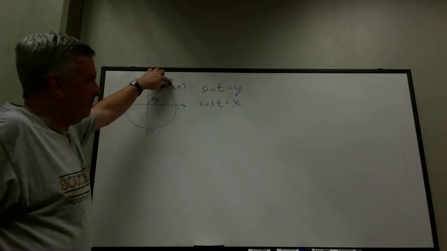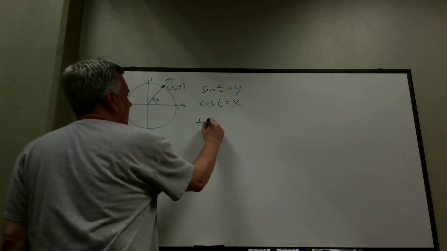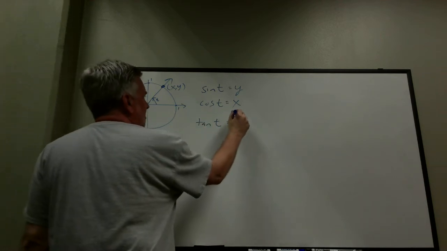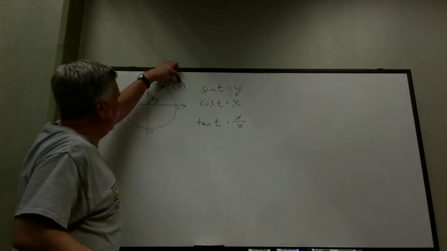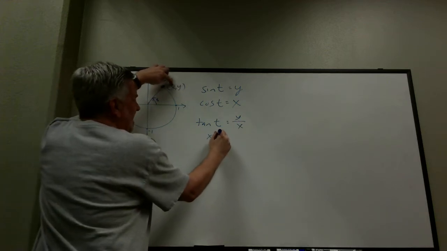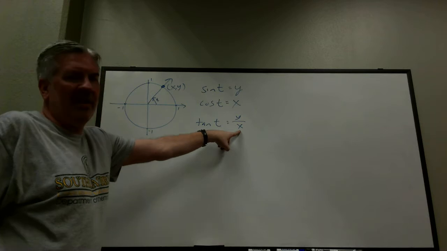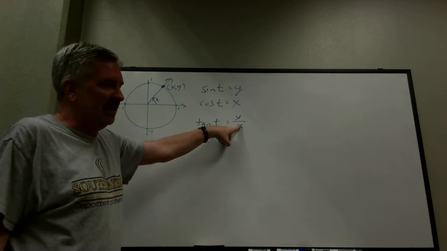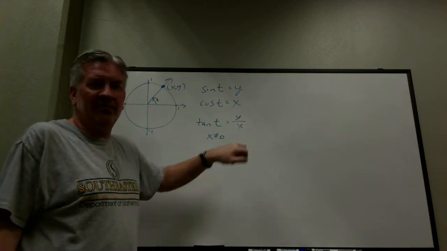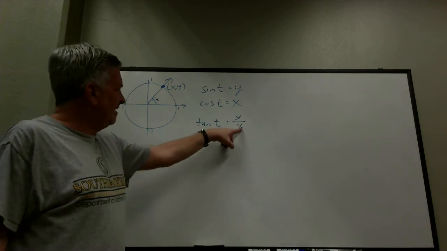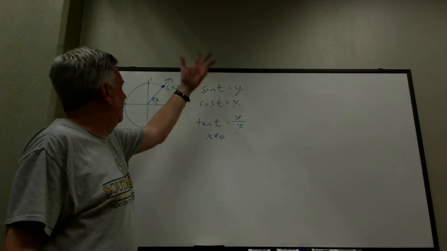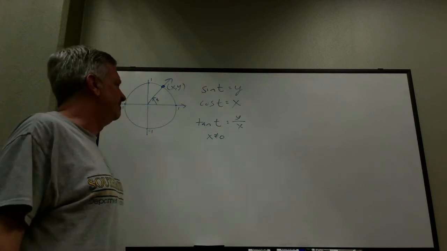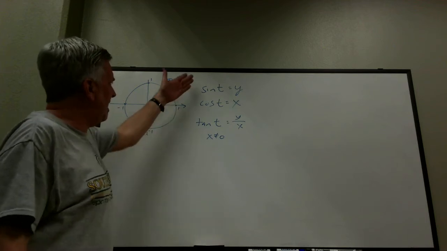Now there are 3 others. Tangent of t, that we write tan of t, is y over x. So you take the y value divided by the x value. Now obviously x can't be 0, because you can never ever divide by 0. 1 over 0 is undefined. 0 over 0 is undefined, it's not 1. So if x is 0 and you put something over 0, the answer is that tangent is undefined, okay? So there's sine, cosine, tangent.